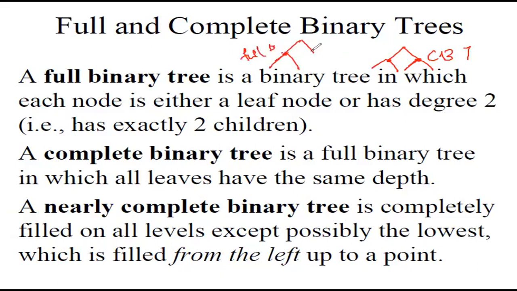Okay, here this node does not have children, but in this case all the leaves have the same depth. This one has depth 1 and this has depth 2. So here, in a complete binary tree, all the leaves have the same depth. And a nearly complete binary tree is as follows. Suppose we have it in this way, and this has only one child, so this is a nearly complete binary tree.